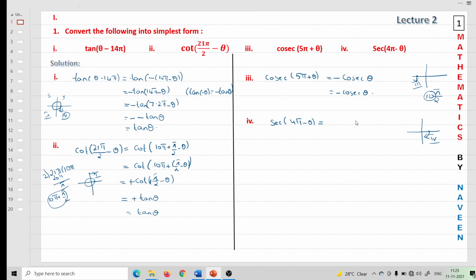In fourth quadrant, cos and secant are positive, remaining all are negative. So here secant is positive only. What about trigonometric ratio? This 4 pi can be written as 8 pi by 2. Pi by 2 is multiplied by 8. 8 is an even number. Then there is no change in trigonometric ratio, secant as it is, secant theta. So the final solution is secant theta. So secant of 4 pi minus theta can be written as secant theta.